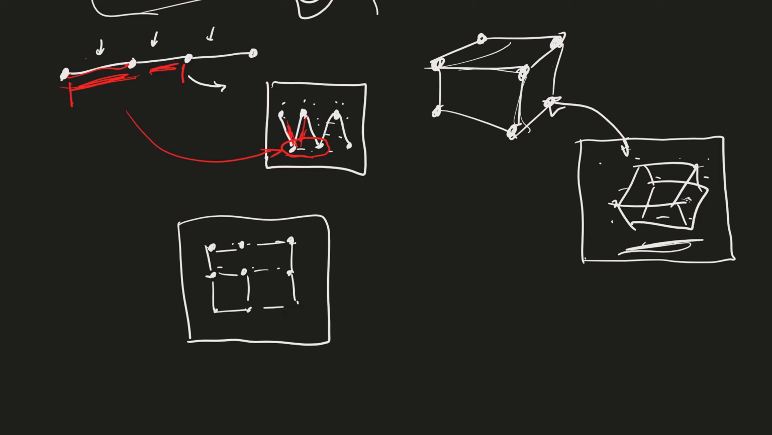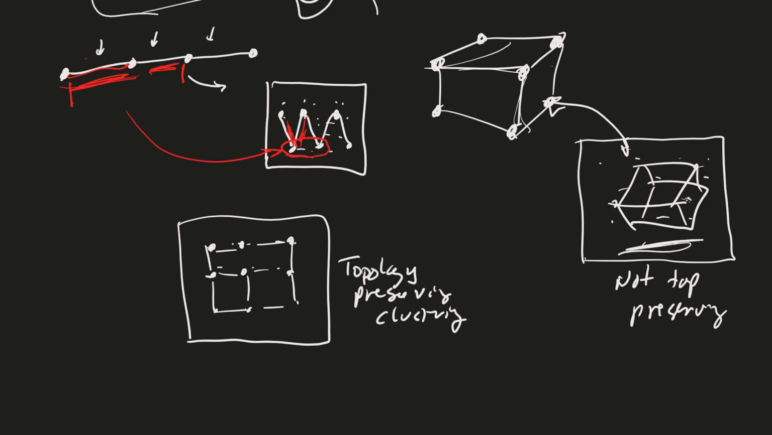And so this would be what we call a topology preserving map, or preserving clustering. And this is not topology preserving. And this is not topology preserving. Okay. So how are we going to construct such a linkage for the neural gas?